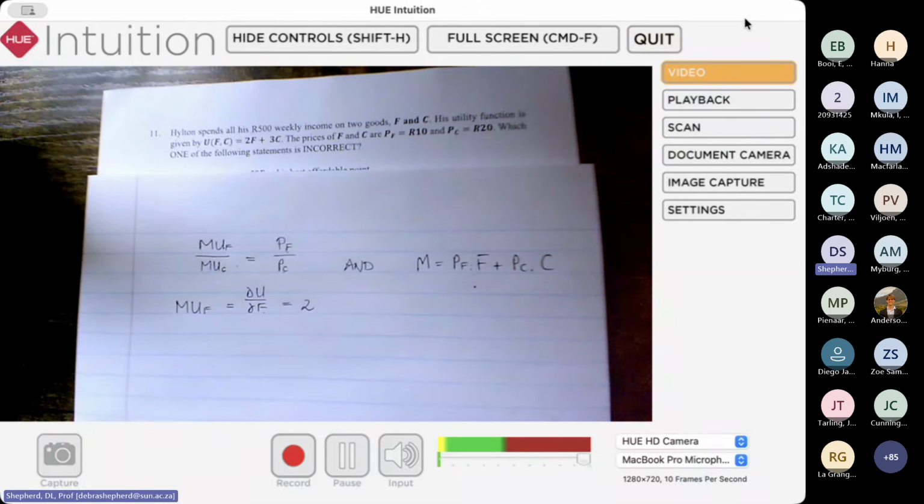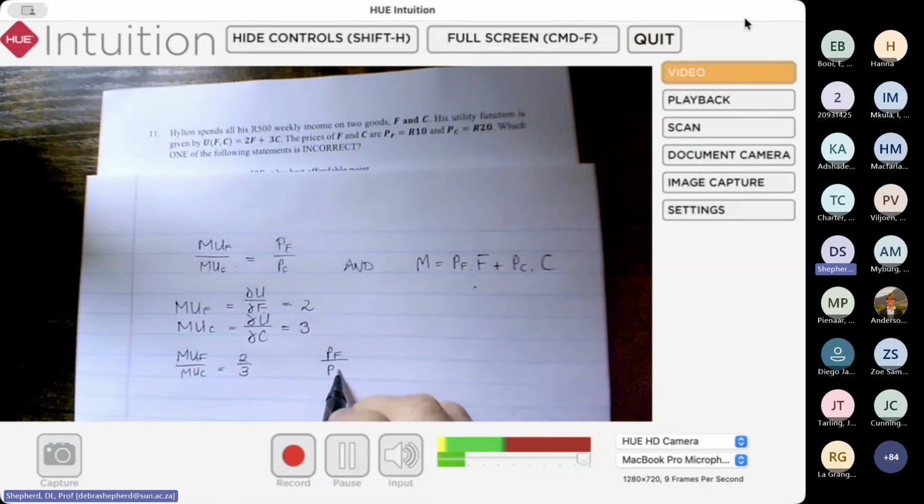The marginal utility of C, I'm going to work out in the same way. I'm now taking the partial derivative with respect to C. So taking the partial derivative of 2F plus 3C with respect to C gives me 3. The first derivative of 2F with respect to C is 0 because F is a constant, and the first derivative of 3C with respect to C is simply 3. So what I have now is that MUF over MUC is 2 over 3. Price F over price C is equal to 10 over 20, which is a half.